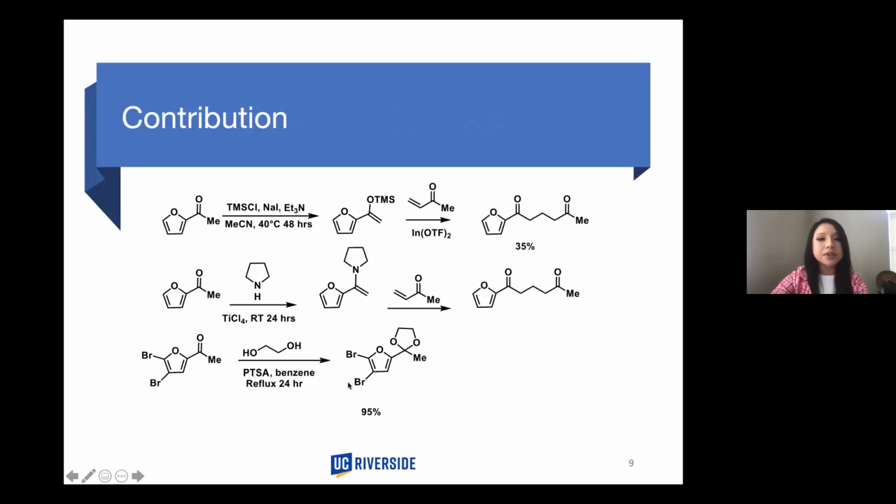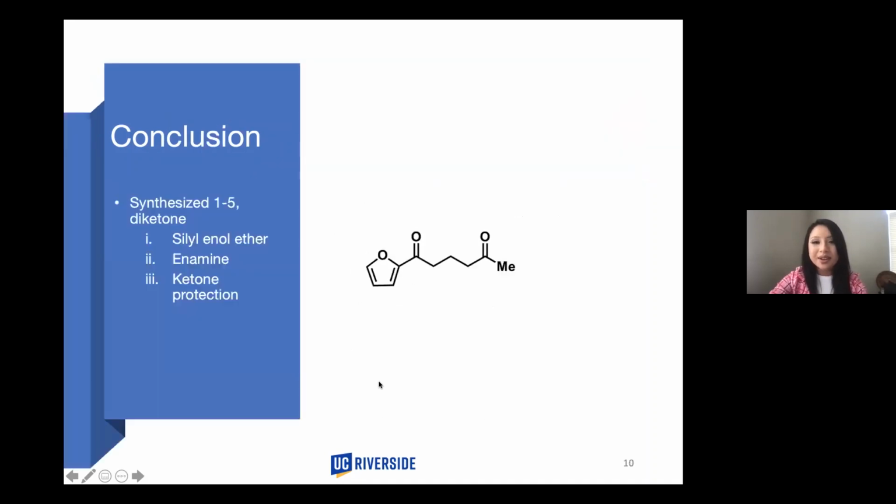Now, my personal contributions to this project have been creating that 1,5-diketone with a silyl ether, which you can see we got a 35% yield. And then we've been doing a couple of experiments with the Stork enamine synthesis, which I have helped. And I also helped with the protection of the ketone group, which you can see has a pretty good yield of 95%. So in conclusion, we were able to synthesize this 1,5-diketone intermediate using the silyl ether. We're playing around with using the enamine, and we also did the ketone protection.